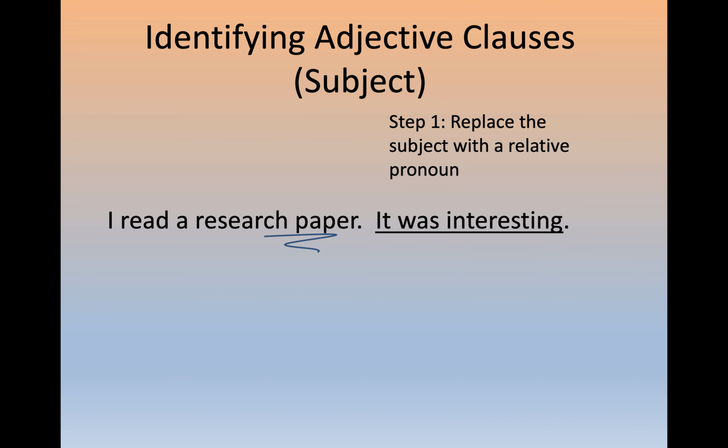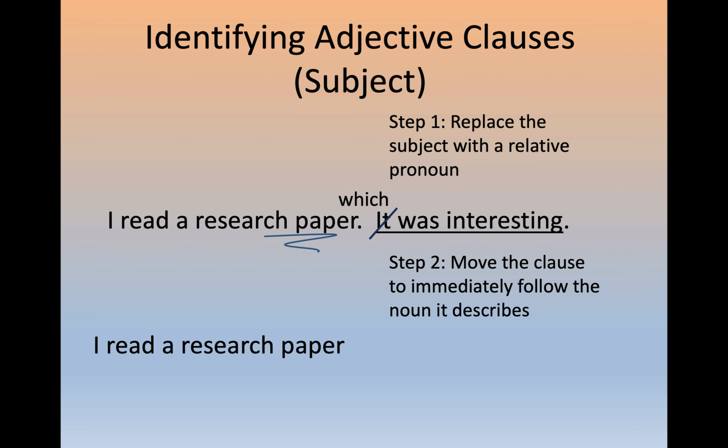The first thing that I'm going to do is replace the subject with a relative pronoun. Now, it is a thing and it's in the subject part of my sentence, so what relative pronoun should I use? I'm going to use which. Now I will move my adjective clause next to the word I'm describing, which is research paper. I read a research paper which was interesting. Okay, this is a good sentence.